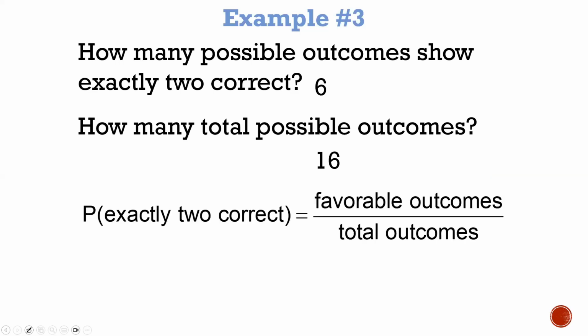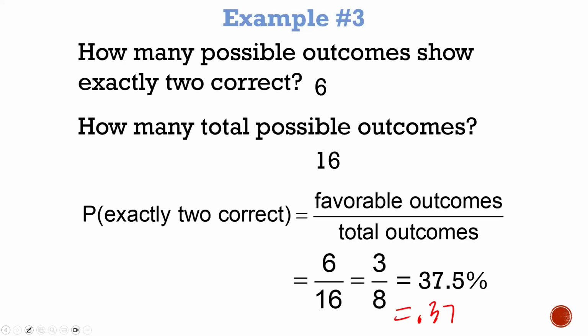So the probability of getting exactly 2 correct, see the notation I'm using there, is 6 out of 16, which reduces to 3 out of 8, which you can write as a percentage, or as a decimal.